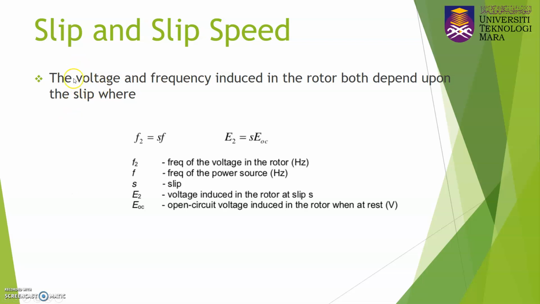Next, the voltage and the frequency induced in the rotor actually depend on the value of the slip, meaning that the slip will determine the value of the voltage of the rotor and also the frequency of the rotor. The formula for the frequency of the rotor is equal to the slip multiplied by the frequency of the power source. The voltage induced in the rotor at slip S will be equal to S multiplied by E_OC, which is the open circuit voltage induced in the rotor when at rest.